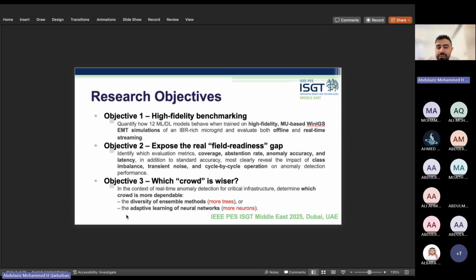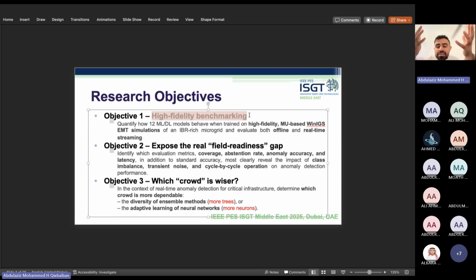So what is the objective behind this research? One is to have a high fidelity benchmark. We want to quantify how machine learning models behave when we train them for real-time data and offline data. So we have offline for training, real-time for operation, streaming. We want to expose the field readiness gap. We want to see which models have higher coverage, abstention rate.